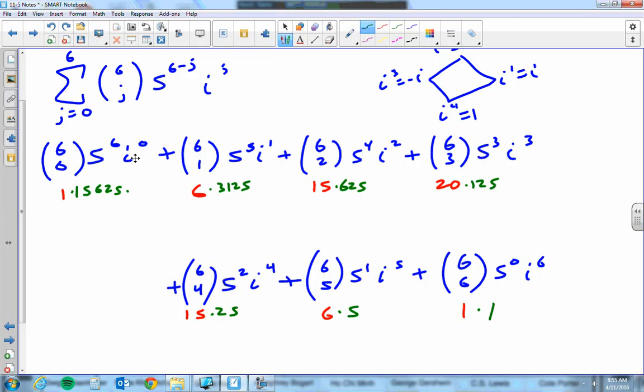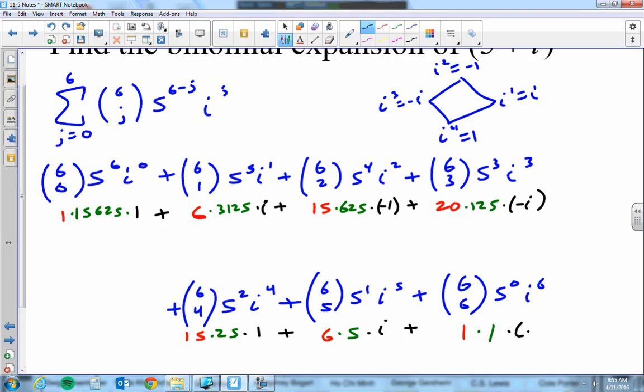All right. Now we need to do the powers of i. So i to the power of 0 is 1. i to the power of 1 is i. i to the power of 2 was negative 1, right? i to the power of 3 was negative i. i to the power of 4 was what? 1. i to the power of 5, you're back here, so it's i again. And i to the power of 6 is the same as i squared, so it's negative 1.